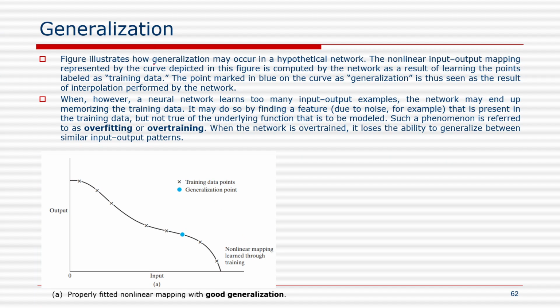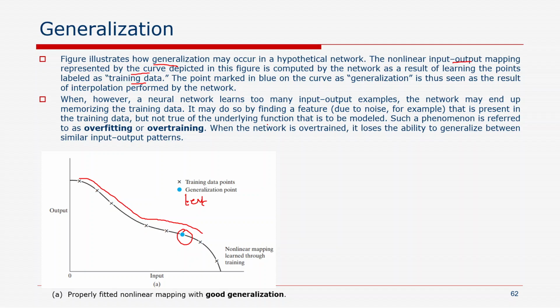Now, the figure here illustrates how generalization occurs in a hypothetical network, that is a multilayer perceptron or neural network. The non-linear input-output mapping represented by the curve depicted in this figure is the curve we have for a given training data. The curve is computed by the network as a result of learning the points labeled as training data. The point marked in blue, which was not in the training data, was a test data. This point on the curve shows the generalization, the interpolated performance of the network. The point marked in blue on the curve as a generalization is thus seen as the result of interpolation performed by the network.